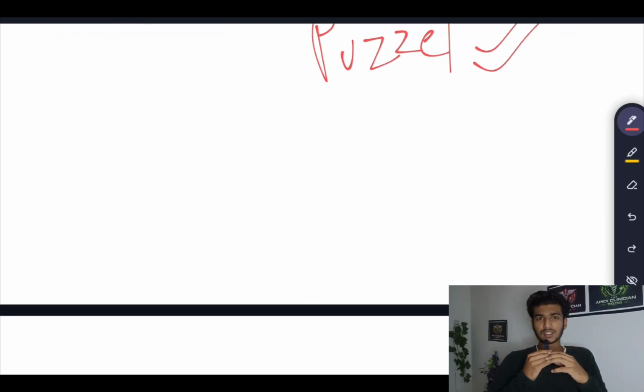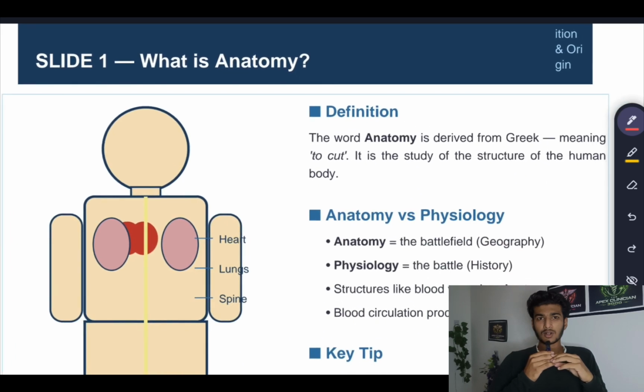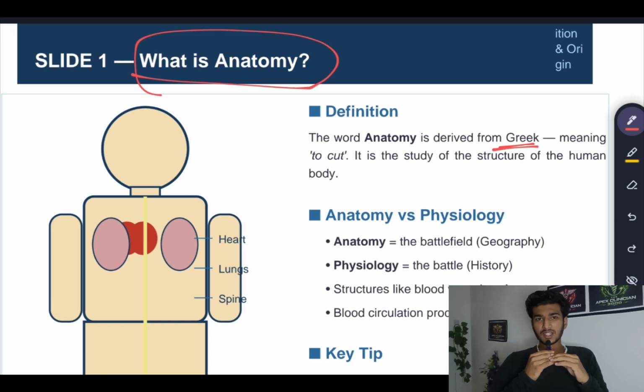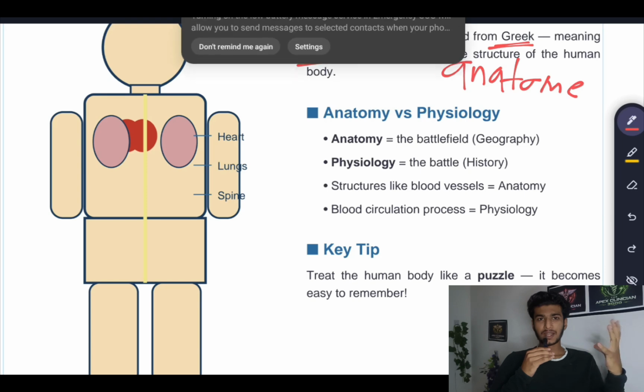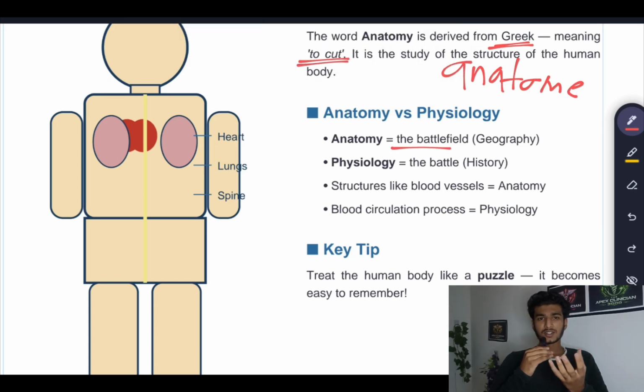So the first question that arises in our mind is, what is anatomy? The word is derived from a Greek origin. In Greek, anatomy means to cut. The original word is anatome, and this word anatomy is derived from the same word. After that, you can compare anatomy and physiology as geography and history. You can imagine anatomy as a battlefield and history as a battle, which is physiology.